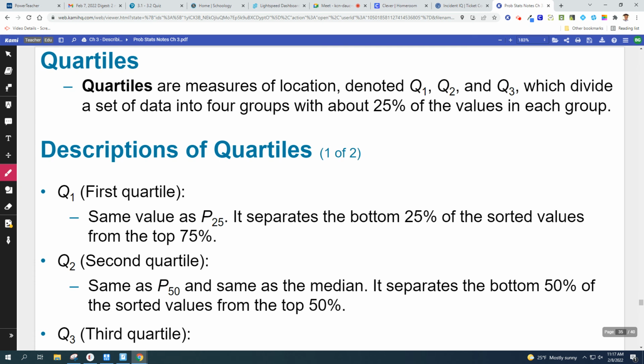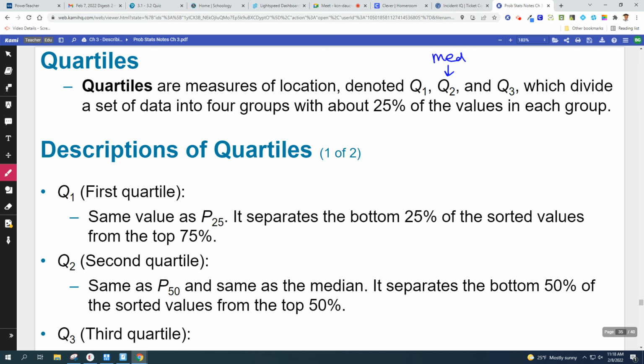Quartiles are measures of location, denoted Q1, Q2, and Q3, which divide a set of data into 4 groups with about 25% of the values in each group. It seems an awful lot like we're finding the median. In fact, Q2 is going to be the median. You split the data in half, and then Q1 is going to be the median of the lower half, and Q3 is going to be the median of the upper half.